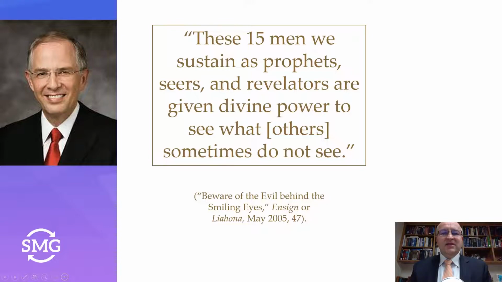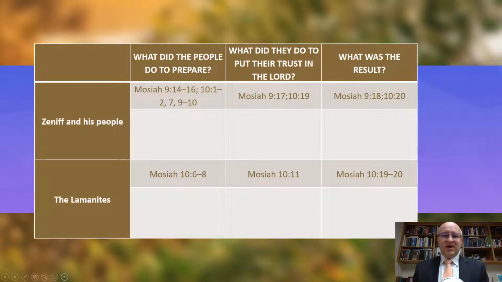In these chapters, it's also good to make a comparison between two different types of people, their preparation, and what they don't do or do that helps the end. So let me explain. Zeniff and his people are a group of people, and the Lamanites are another. Each are going to prepare. One will put their trust in the Lord, one will not. They will have very different results.